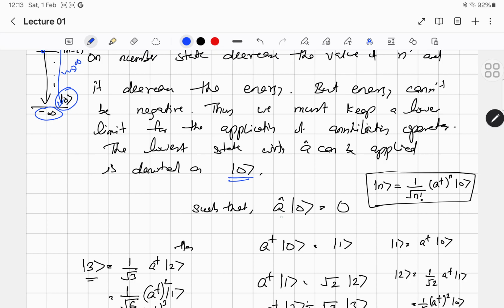So once the state reaches ket 0, then further annihilation is not possible, further lowering is not possible. So that means A acting on ket 0 must vanish the system. So A acting on ket 0 must become 0. Then what would be A dagger acting on ket 0? A dagger acting on ket 0 increases the energy, and the state becomes ket 1.